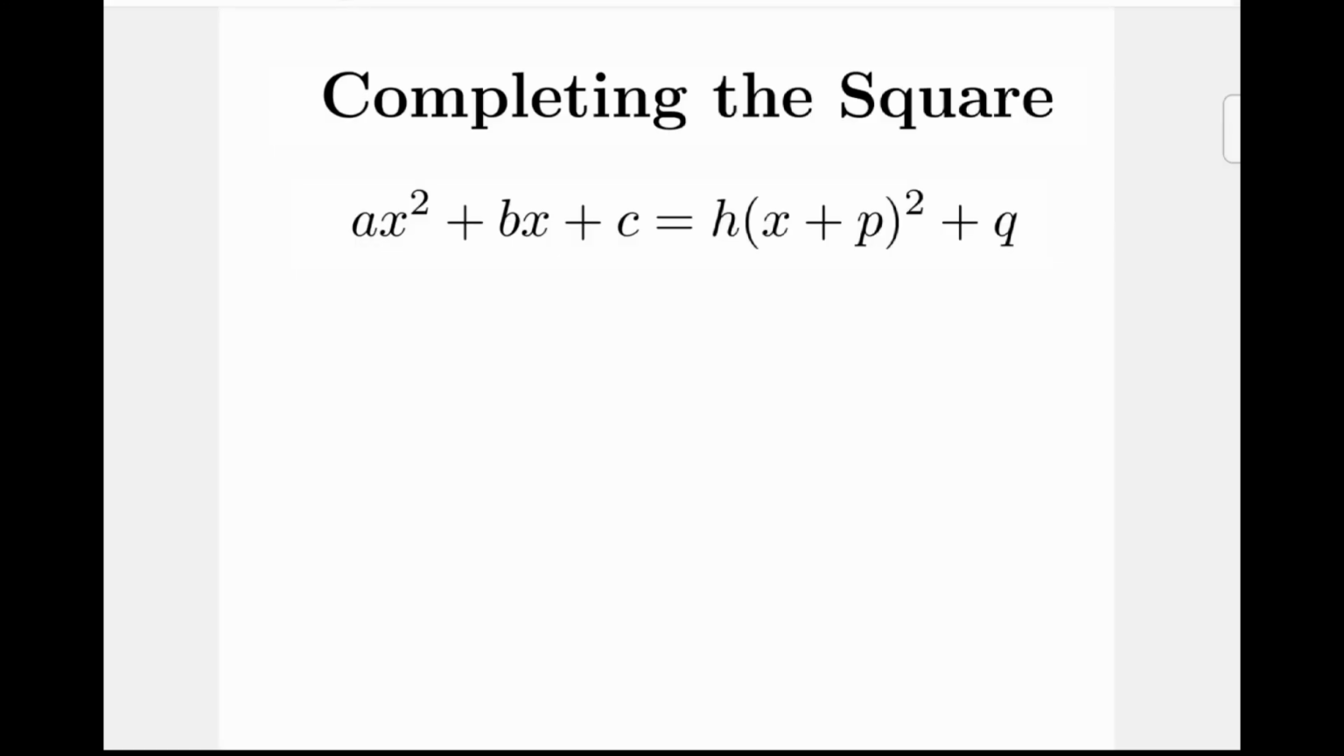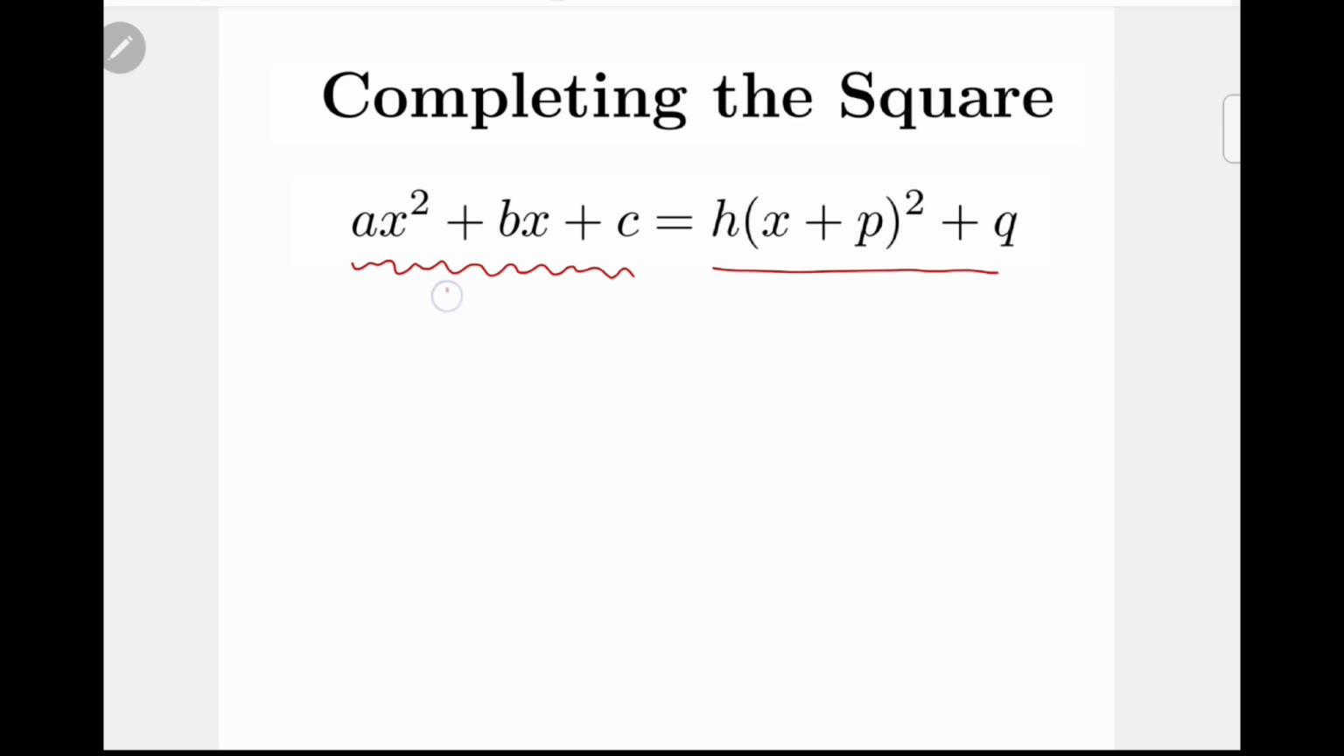Hi, in this video I would like to discuss a very important property called completing the square, which involves quadratic formulas. This is very important when it comes to solving some difficult quadratic formulas and equations in math tests. So the idea here is that we need to express this general and well-known quadratic expression into this expression.